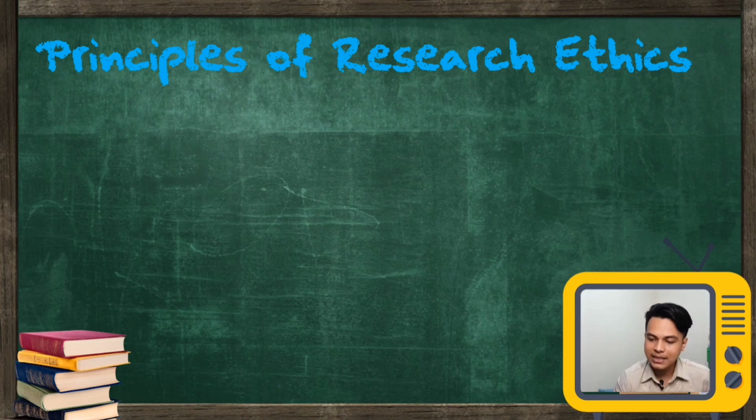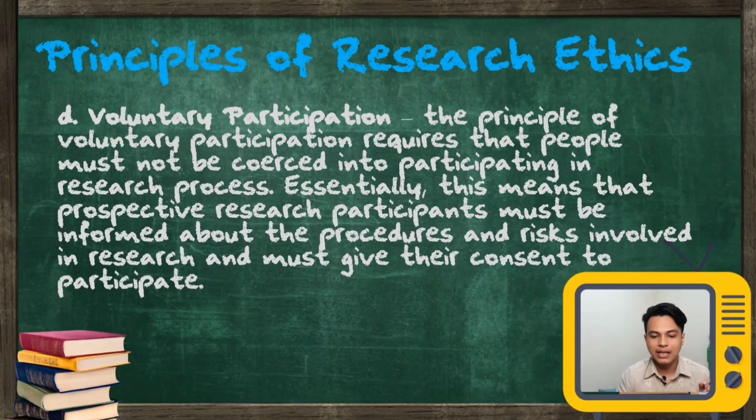So, next principle natin, aside from intellectual property, is voluntary participation. Ito nabanggit ko na siya kanina. So, the principle of voluntary participation requires that people must not be coerced into participating in a research process. So, essentially, this means that the prospective research participants must be informed about the procedures and risks involved in research and must give their consent to participate.